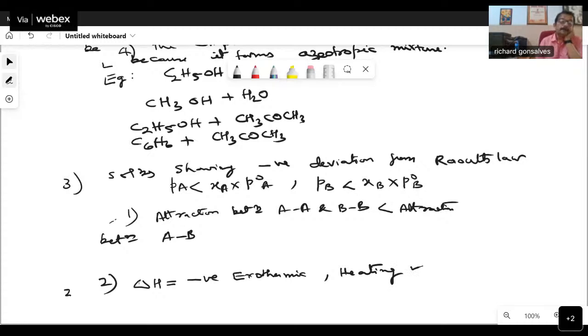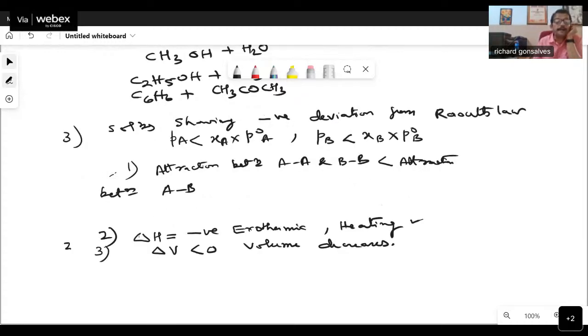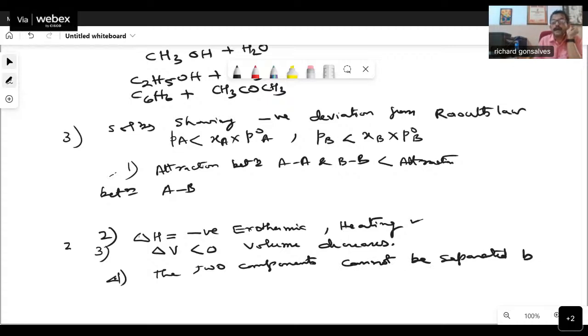Then the third one, delta V is less than 0. Volume decreases. If I take 50 ml of A and 50 ml of B, the total volume will never become 100, it will become less than 100. That is what the meaning is. And the fourth one is the two components cannot be separated by fractional distillation.